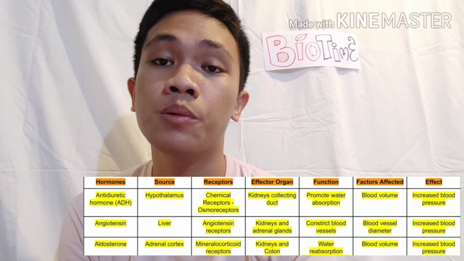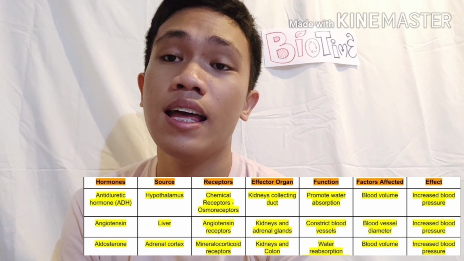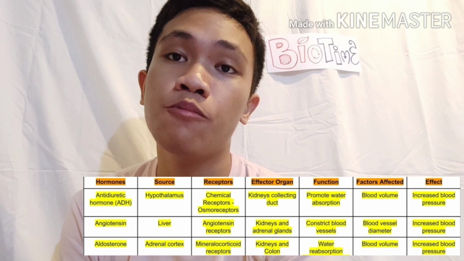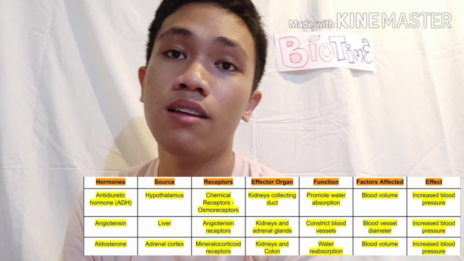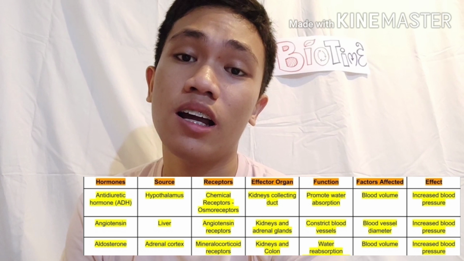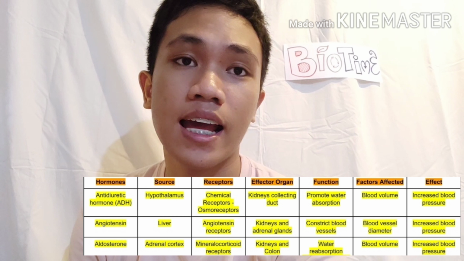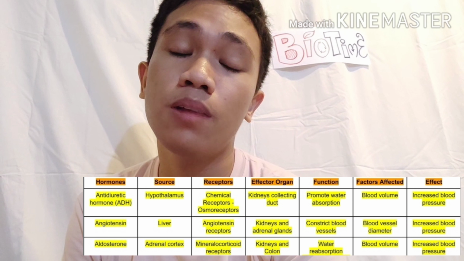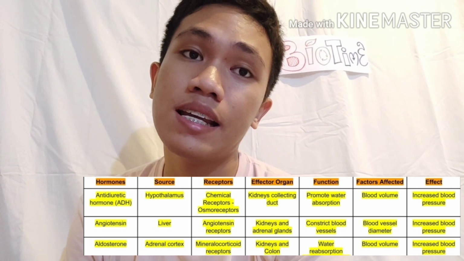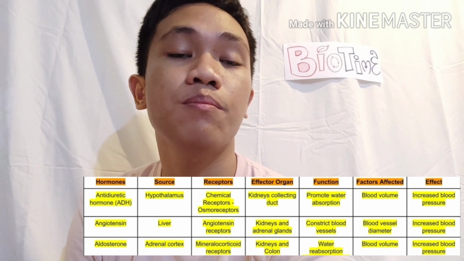So our second hormone is the angiotensin. It is created when renin breaks down angiotensinogen from the liver. Its receptors are the angiotensin receptors, and it takes effect in the kidneys and adrenal glands. It constricts blood vessels, decreasing their diameter, resulting in increased blood pressure.